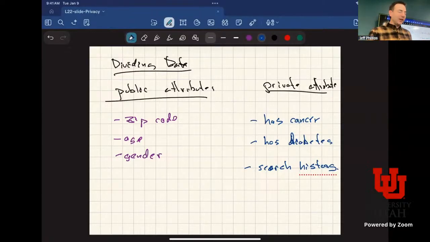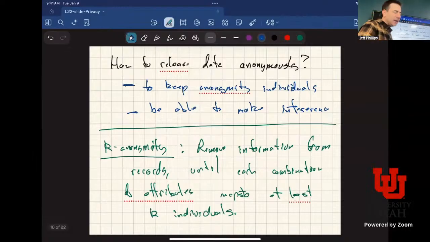So you could think of things that might be in your search history that you don't want everyone to know about. So it might be useful to think about what you want to keep anonymous from these public attributes. They're probably out there, and I need to be cautious about sharing these. And these private attributes, I need to be careful about releasing this.